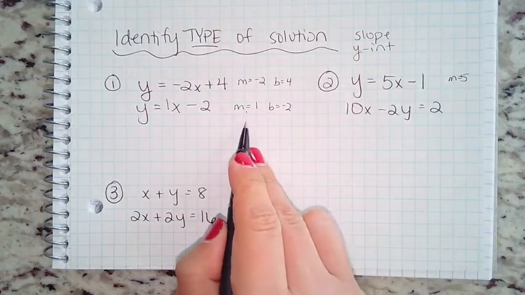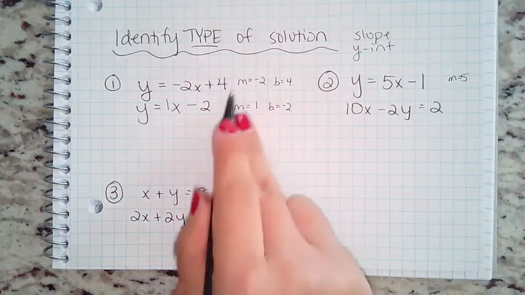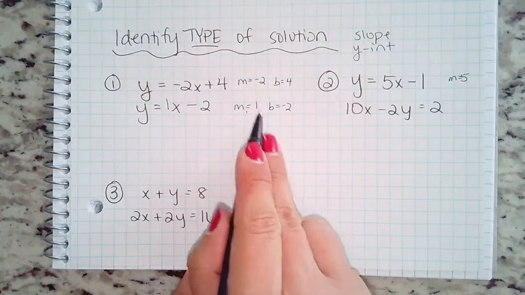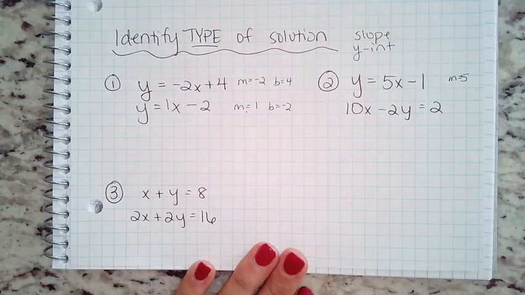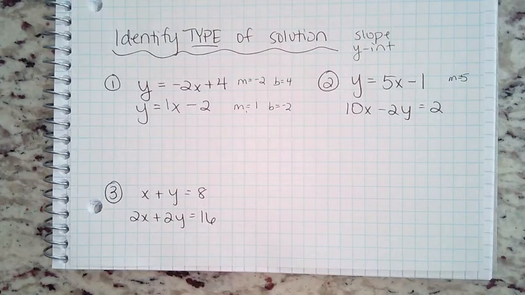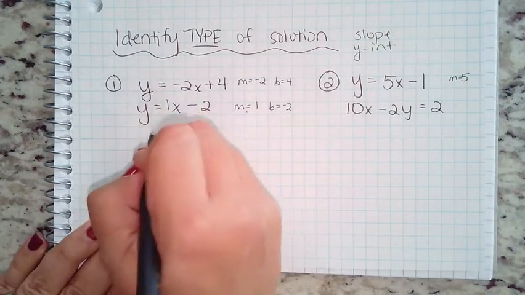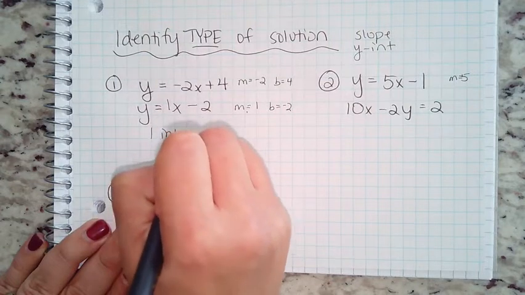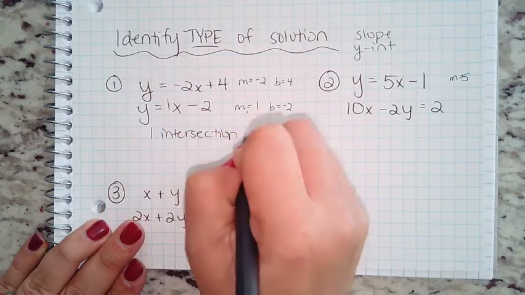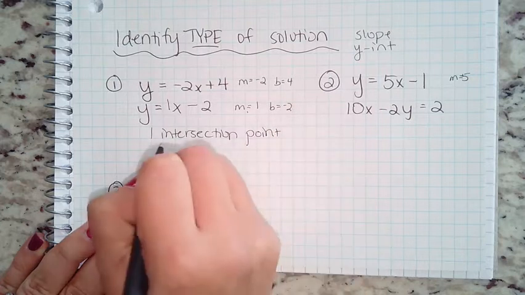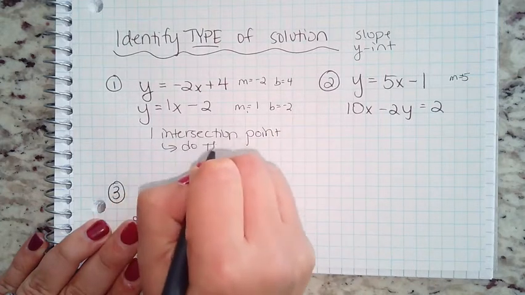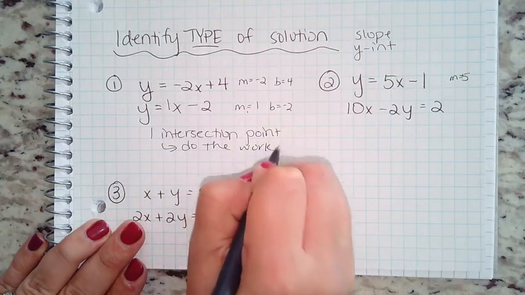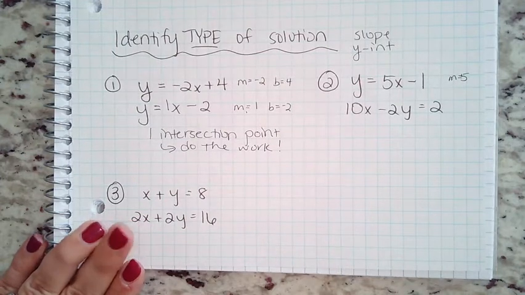That means that's going to be your case 1. This is going to be the type of case that we've been looking at. Slopes are different and y-intercepts are different. That means those are going to cross at one point, okay? So that's going to be one intersection point. And you've got to do the work, meaning you've got to do the work to find out where they're going to cross.